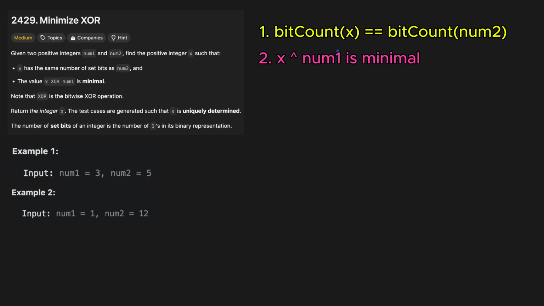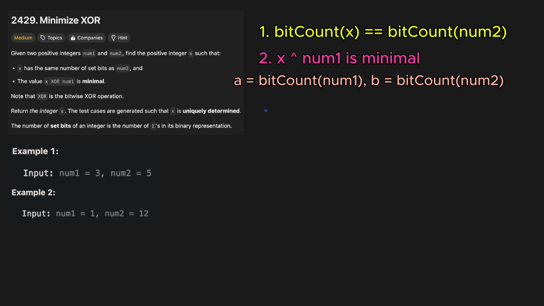So to minimize x XOR num1, we should try to set the bits in x at the positions where num1 has set bits. This way the XOR operation will produce 0 at this position, reducing the overall XOR value. Now there are three cases to consider. Let A be the number of set bits in num1 and B be the set bits in num2. First, let's look at the case when B is less than A. That is, the number of set bits in num2 is less than the number of set bits in num1.